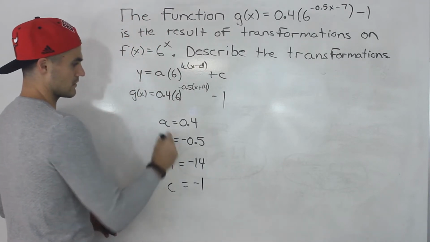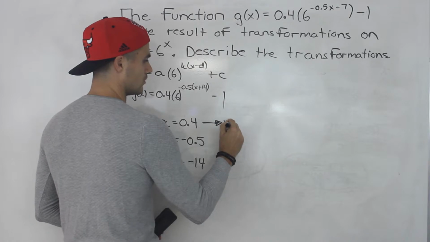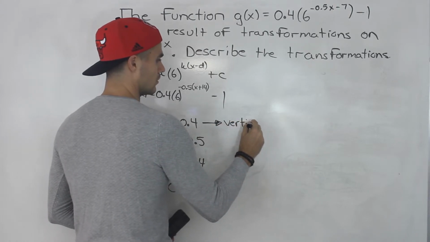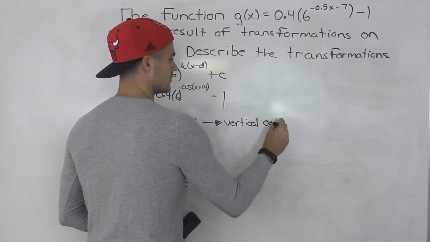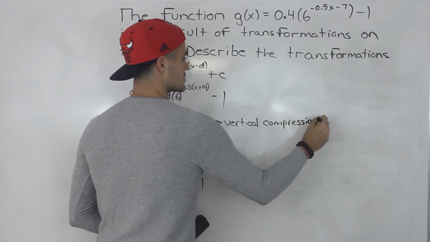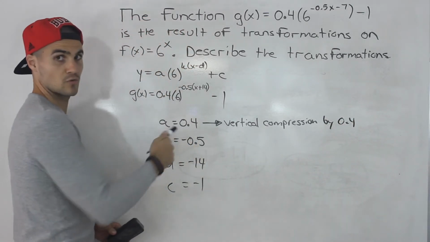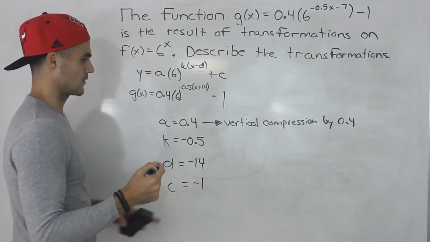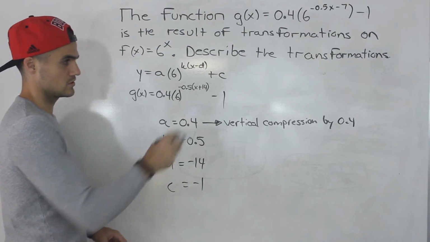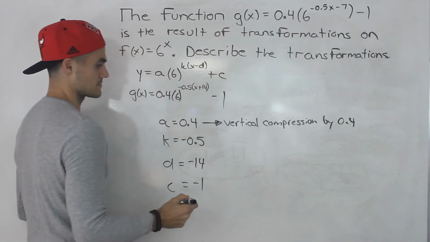So from here, an a value of 0.4, that means what? It's a vertical compression by factor 0.4. You could always change this to a fraction as well, 2 over 5, right? 2 over 5 is 0.4, but you could also put decimals here when you're describing these transformations.